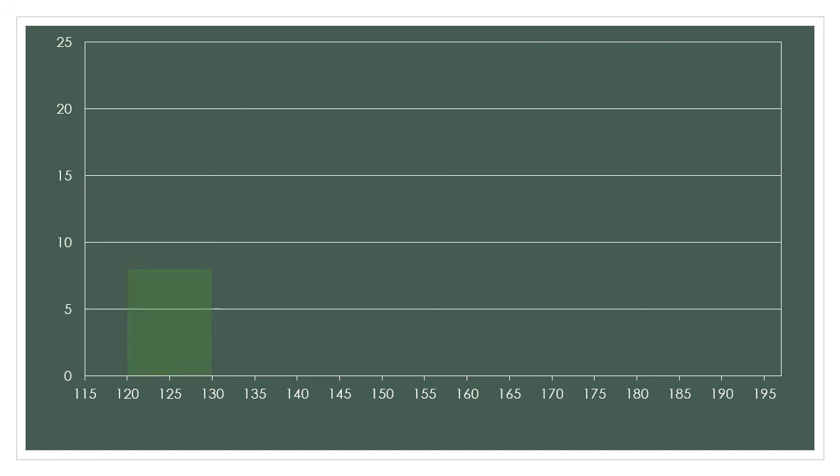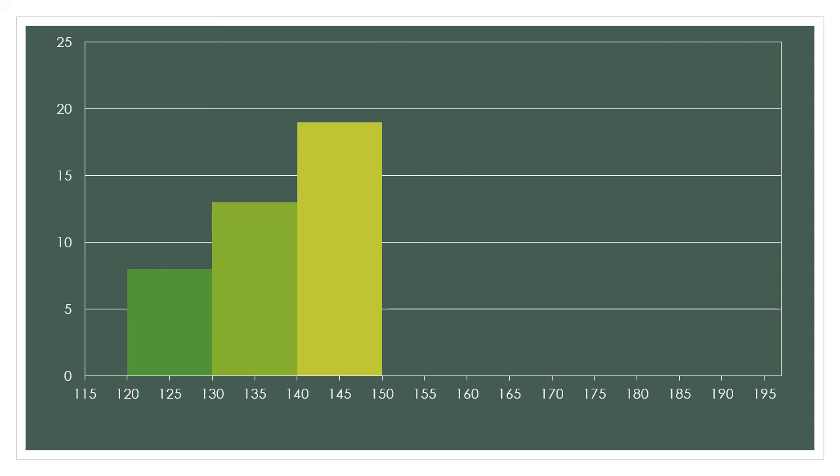So first class 120 to 130 with the frequency. Next 130 to 140 with the frequency accordingly, 140 to 150, 150 to 160, 160 to 170, 170 to 180, 180 to 190. So all of these classes and the frequencies are depicted in a histogram like this.